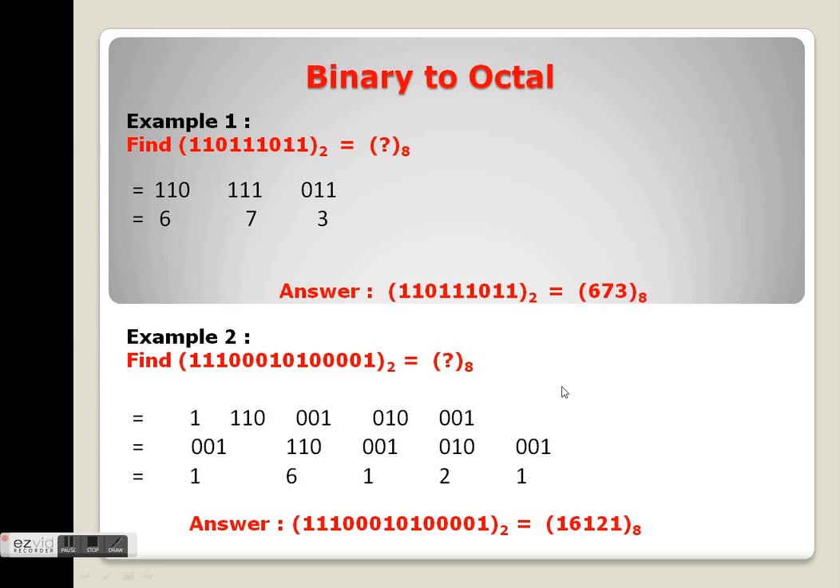Students, you can check this second example also. In this example the groups are 100, 010, 100, 011, and 1. Students, you can see that the last group is not complete. So in this case you will add two zeros to complete this group, and after that you will find the decimal equivalent of each group. So the decimal equivalent of the first group is 1, the second group is 2, the third group is 1, the fourth group is 6, and the fifth group is 1. And in this way the final number is 16121.